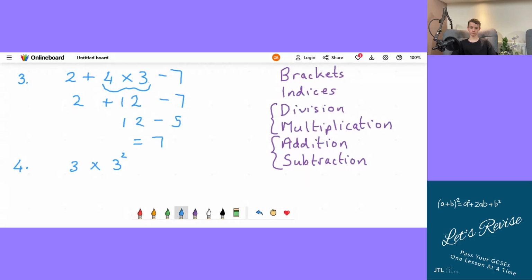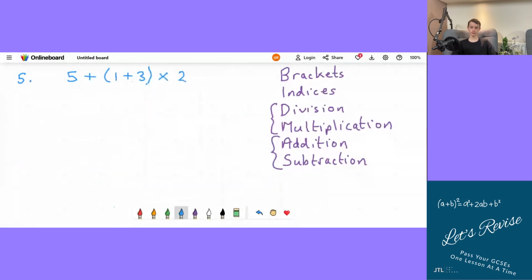Here's a different one. 3 times 3 squared. Do you know how to do this one? Because this 3 squared is an index, you have to do that first. Because it's brackets, then indices, then we get into the division, multiplication, adding and subtraction. So 3 squared equals 9, because it is 3 times 3. So now you have 3 times 9, which if you know your times tables, is 27.